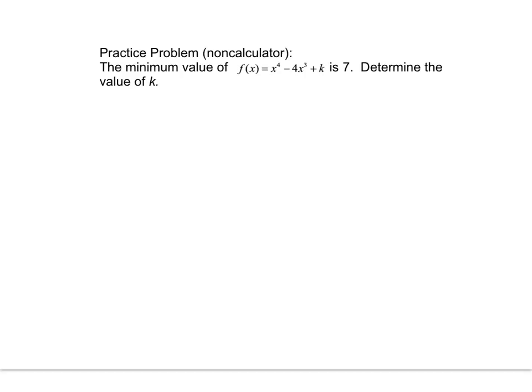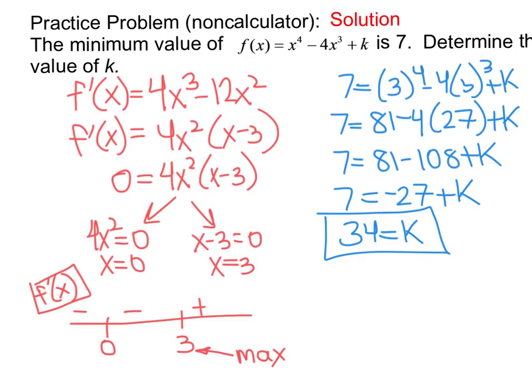So here is the first question. I ask you to pause the video, do the math, and then put your answer. Now here's the solution to that problem. Remember, you have to take the derivative to find a minimum value and consider the two possible critical points. 0 is not a critical point, so the only critical point is 3, and we can see that it's a maximum. So your value for k is 34.